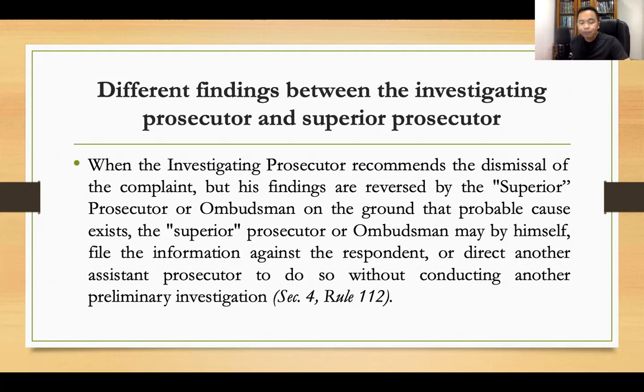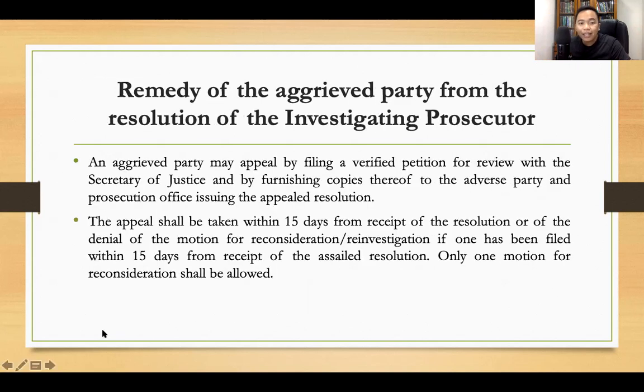In other words, class, if the investigating prosecutor finds no reason to hold the respondent for trial, meaning to elevate the case to the courts, then he will recommend the dismissal of the complaint. However, since that resolution recommending the dismissal is merely recommendatory, the superior authority can reverse the findings of the investigating prosecutor and direct him to file an information in court without the need of conducting preliminary investigation.